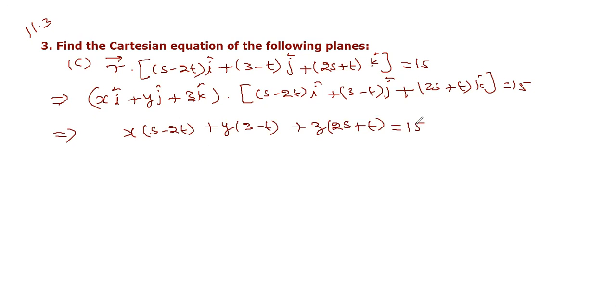That is converted into the Cartesian equation, because when there is no ijk, that means it is converted into the Cartesian equation. That's all. Now you can leave it like this, or you can bring 15 to this side, but this is the Cartesian equation of the plane.